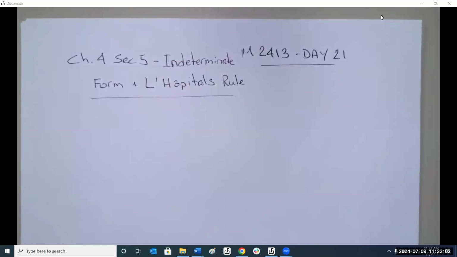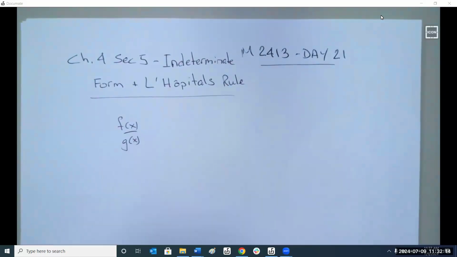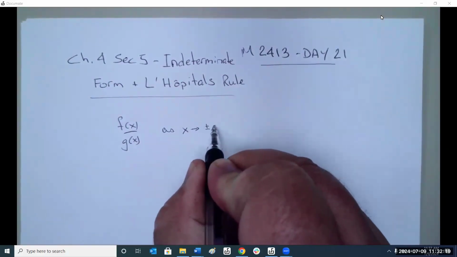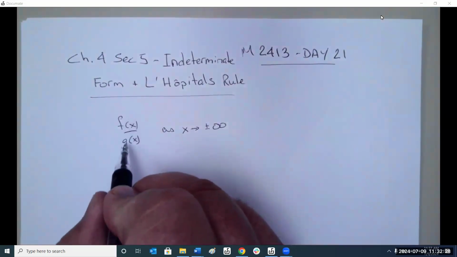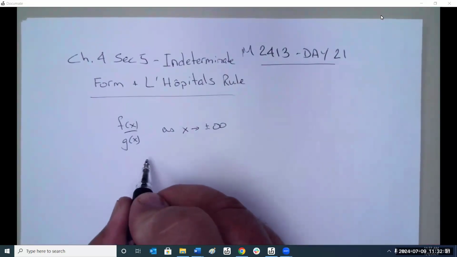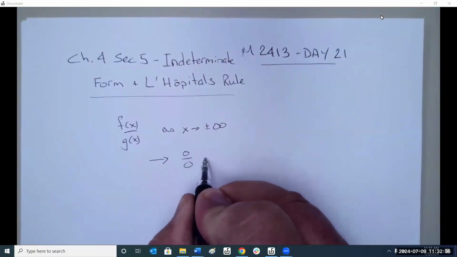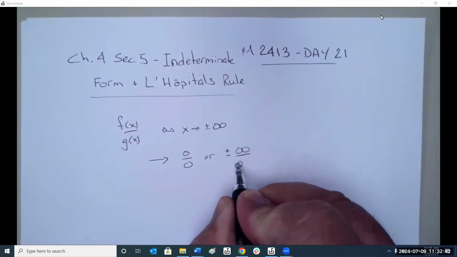Bernoulli, the guy who invented the flow of wings, discovered that when you have a rational expression, as x goes to positive or negative infinity, this ratio can approach 0/0 or infinity/infinity.